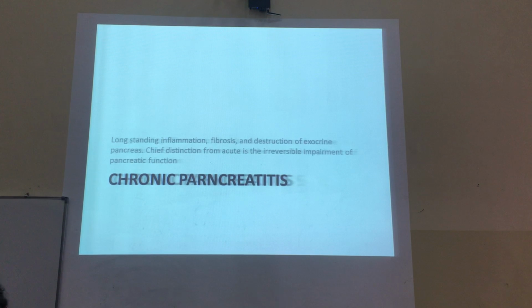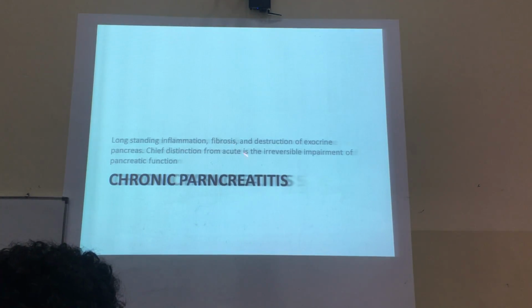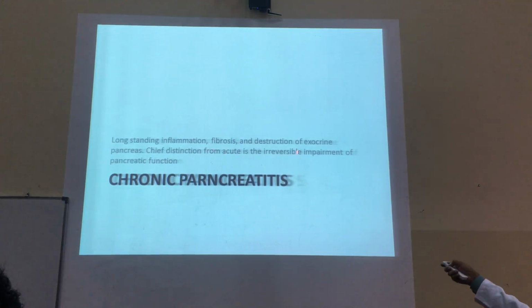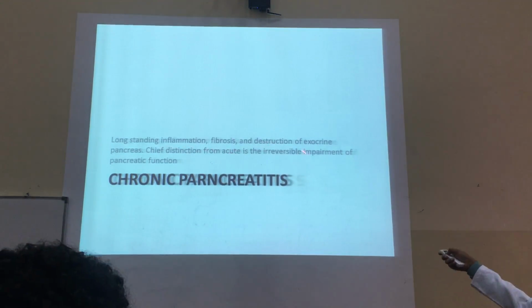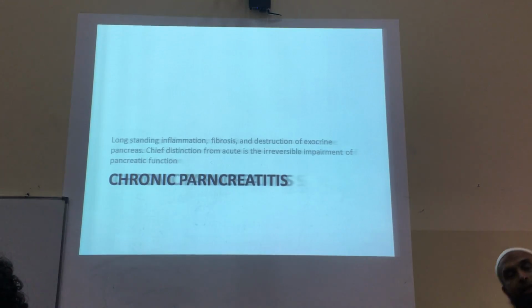Chronic is irreversible, and acute is reversible. Why are we saying that? How can we differentiate chronic from acute? By irreversibility. If it is irreversible, it cannot go back to normal. It is chronic.